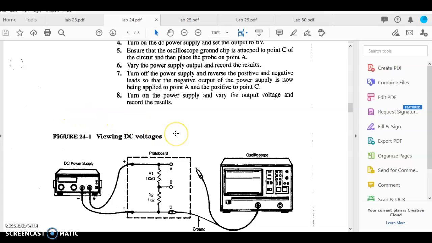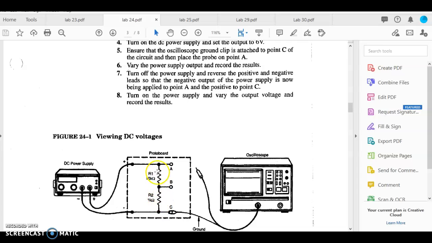Okay, this video is set up to look at Lab 14, Exercise 24, our comparison of DC voltages and AC voltages when we view them on an oscilloscope. So our basic circuit is a 10 k ohm resistor with a 1 k ohm resistor. They are hooked in series, and in one circuit we're going to supply a DC voltage, the other circuit will supply an AC voltage.